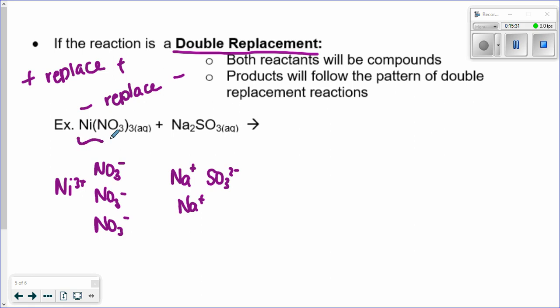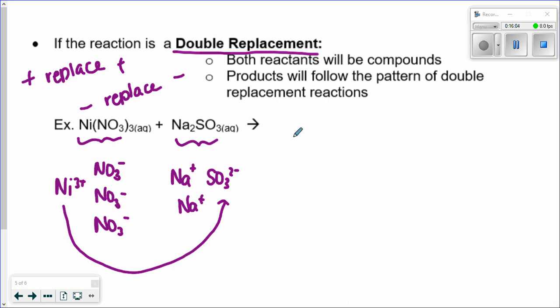So again, this is just representing each of these compounds, what they actually look like. So now we need to figure out who's going to end up with who. So we have a positive and a negative and a positive and a negative. So what we want is, in the end, this positive, so nickel, to end up with the sulfite, and sodium to end up with nitrate. But we're not going to have these two come together with these three.